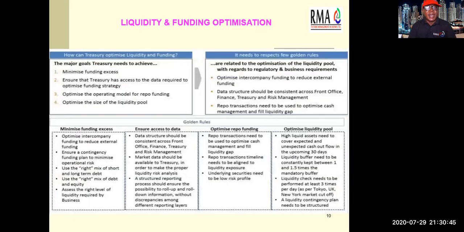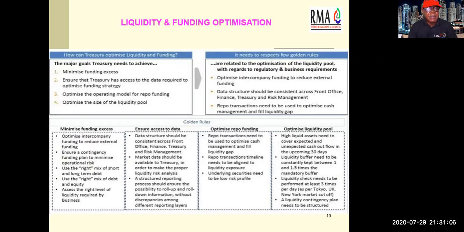So how can Treasury optimize liquidity and funding? Of course, our focus is not on the funding issue, but on liquidity. But you cannot really separate liquidity from the issue of funding. Now, the major goals the Treasury needs to achieve are four.